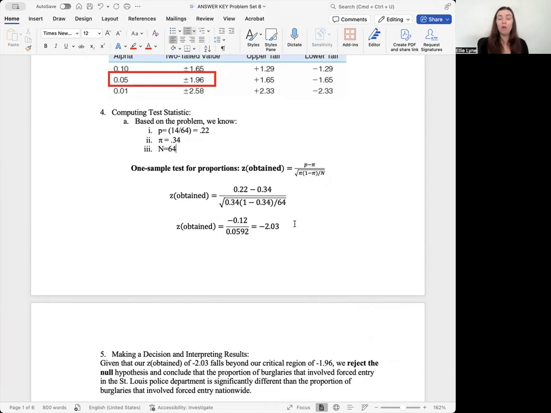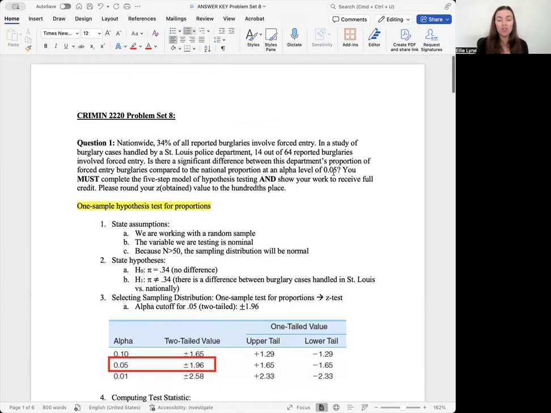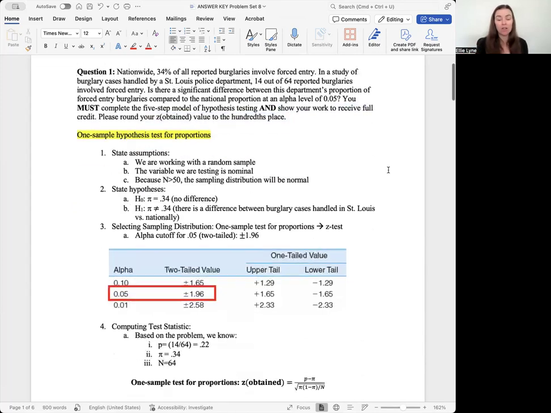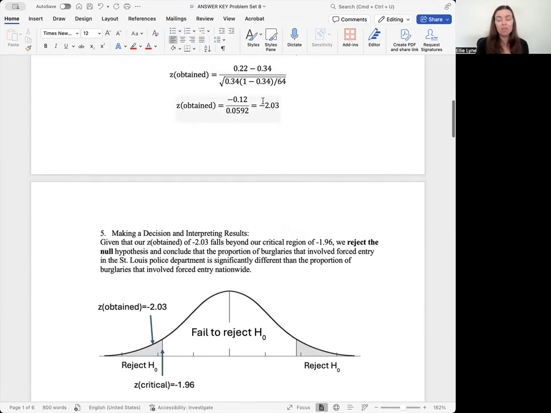It's really helpful for me to see you work through your steps so that if there were any errors along the way, I can see where they're at and leave individual feedback on your problem sets, so that I can see if there was a calculation error. So just keep that in mind. That's really why I have you show your work, so that I can help you out if a calculation error occurs. So again, Z obtained is negative 2.03 approximately, right? Anywhere right around that.